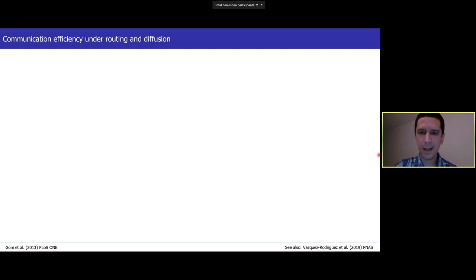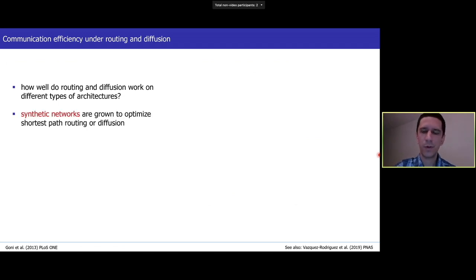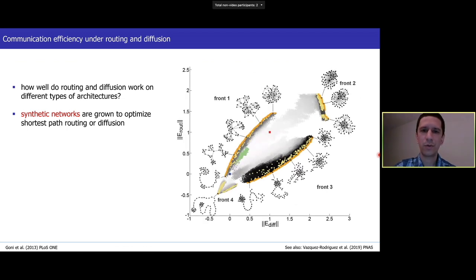So we can now actually think about how well routing and diffusion potentially take advantage of brain networks, and how well they could potentially play out on different types of architectures. So one way to address this question is to use what are called synthetic networks, where you synthetically grow networks to optimize different properties. In this case, the authors grew different types of networks to optimize either routing efficiency, as shown on the y-axis, or diffusion efficiency, that's shown on the x-axis.